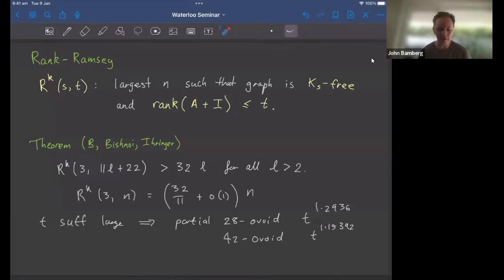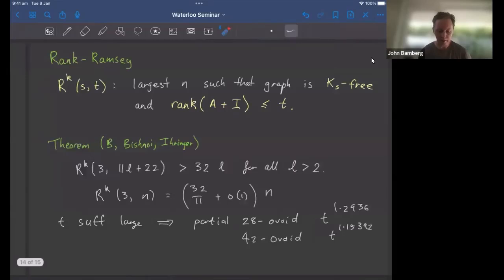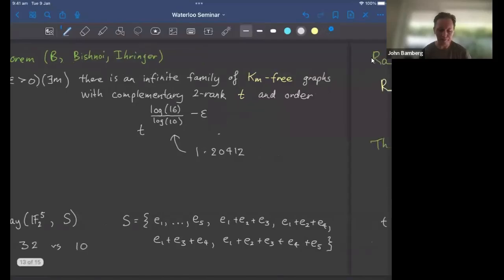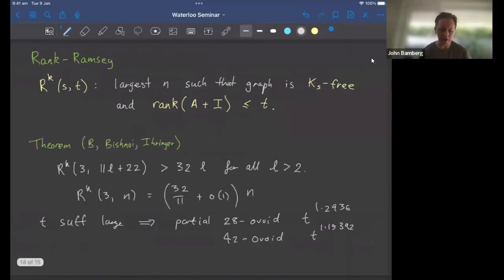So this graph that I had before, this one here, I forgot to mention, yeah, it's triangle free, but it's got order 32, and its complementary 2 rank is 10. So it's 32 versus 10. And so this 11 actually comes from the dimension of the eigenspace, which has eigenvalue 1. And so that's why we get 11 instead of 10. It's like 1 more than 10.